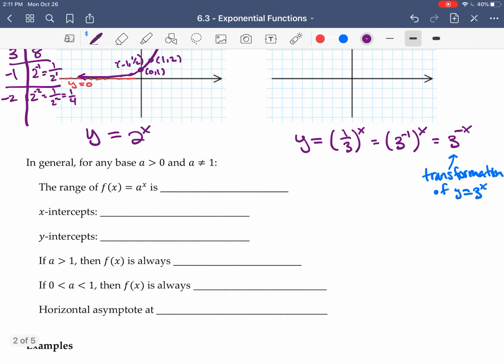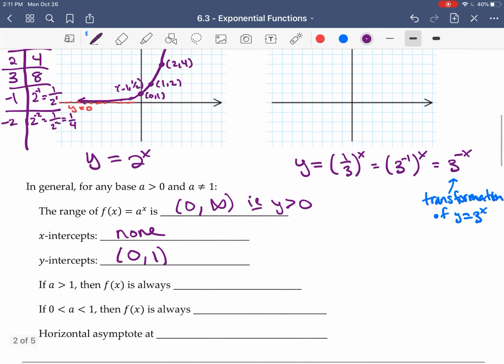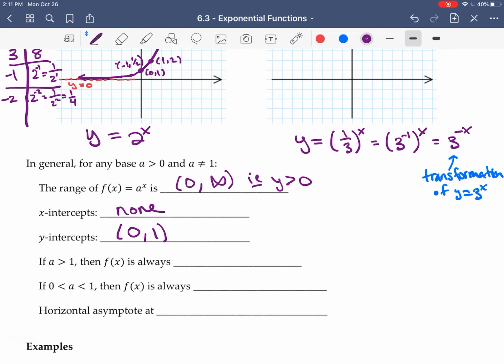So, in general, for base a bigger than 0 and not equal to 1, the range of these things is always going to be 0 to infinity. Okay, so y strictly bigger than 0. They don't have x-intercepts. Okay, so there's no x-intercepts. The y-intercept is always at 0, 1 because, I guess I should say, for a function like this where the c value is 1, a to the 0 is always equal to 1 for any a.